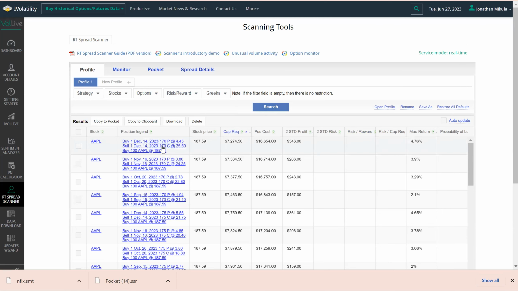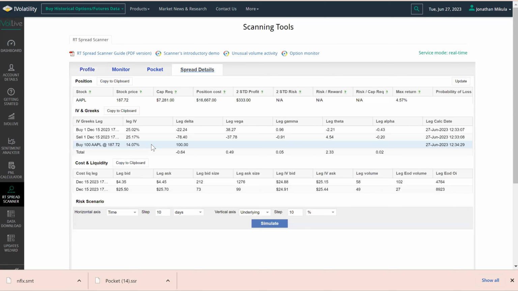If you want to drill down deeper on each leg, the particular implied volatility per leg is listed right here. Here's our put that we're buying with an IV of 25.02. Here's our December call that we're selling. You can see this is a difference greater than 0.10, so we're generating the premium here, we're paying for the premium here, and then we're buying the stock here, right?